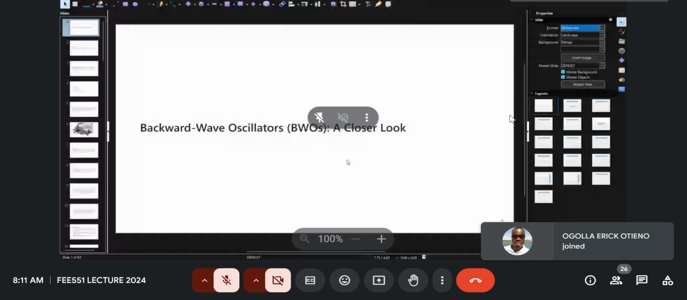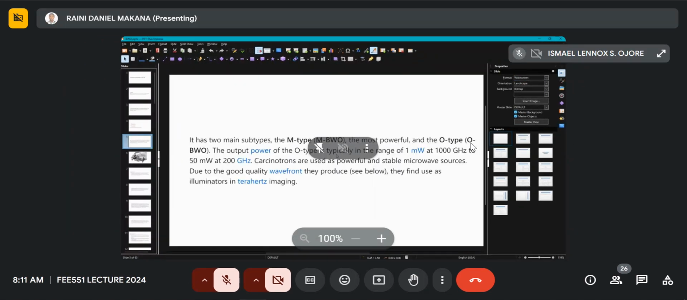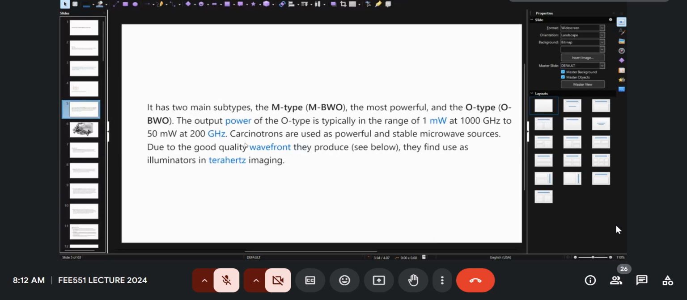There are two main subtypes, the M type and the O type. They have certain specifications, where the O type has a range of 1 megawatt at 1000 gigahertz and 50 megawatt at 200 gigahertz. They're used as powerful and stable sources of microwave frequencies, and it also has a good quality wavefront.